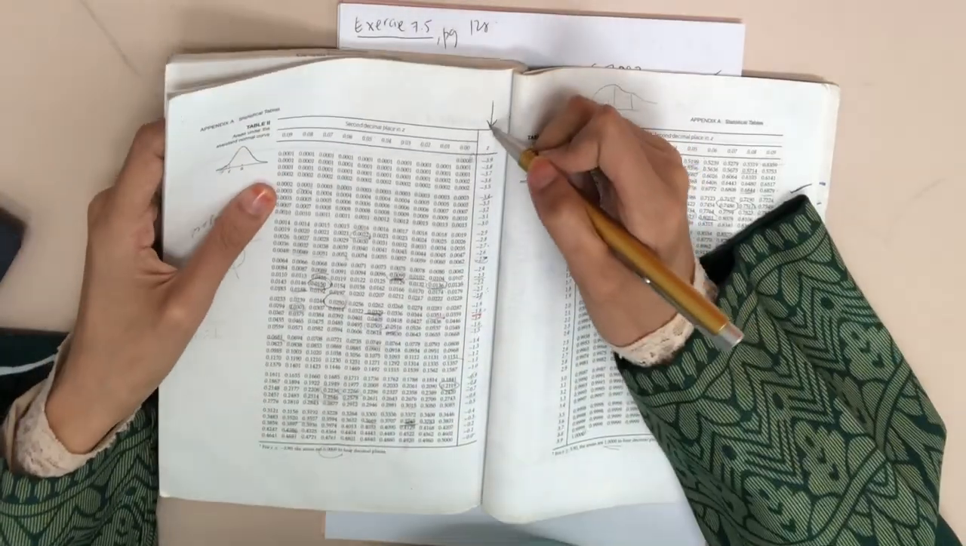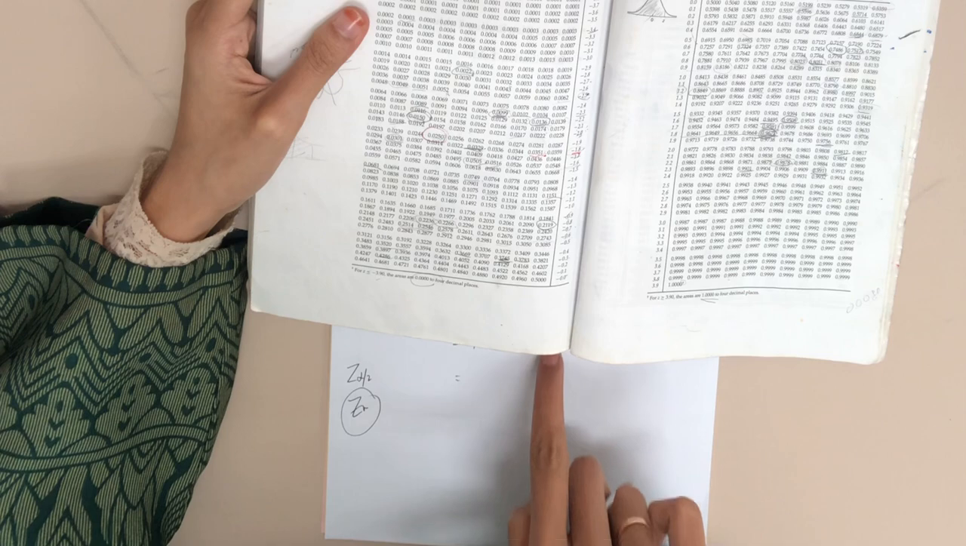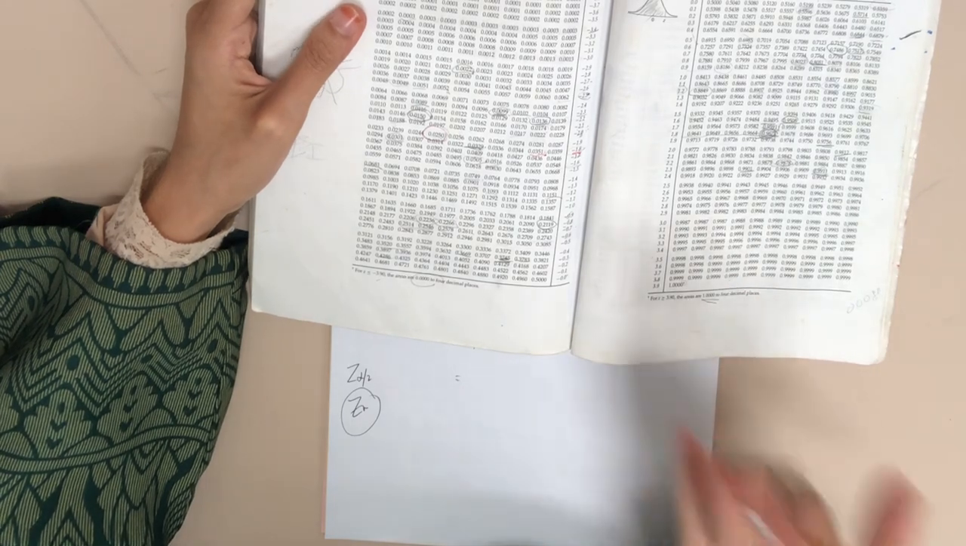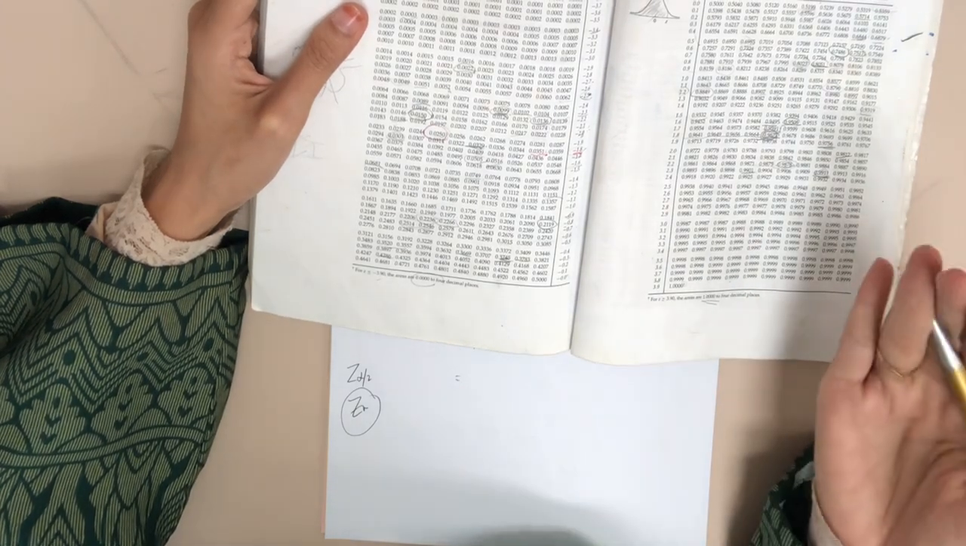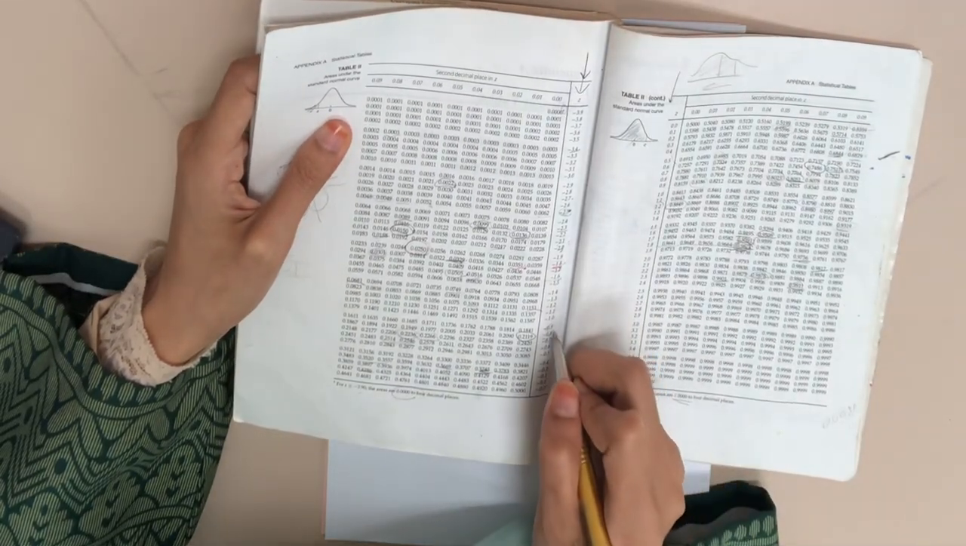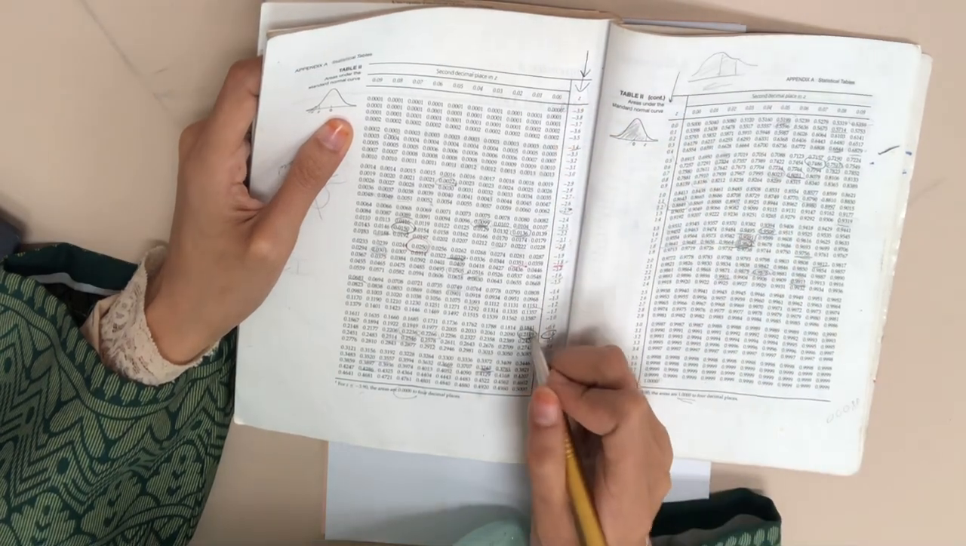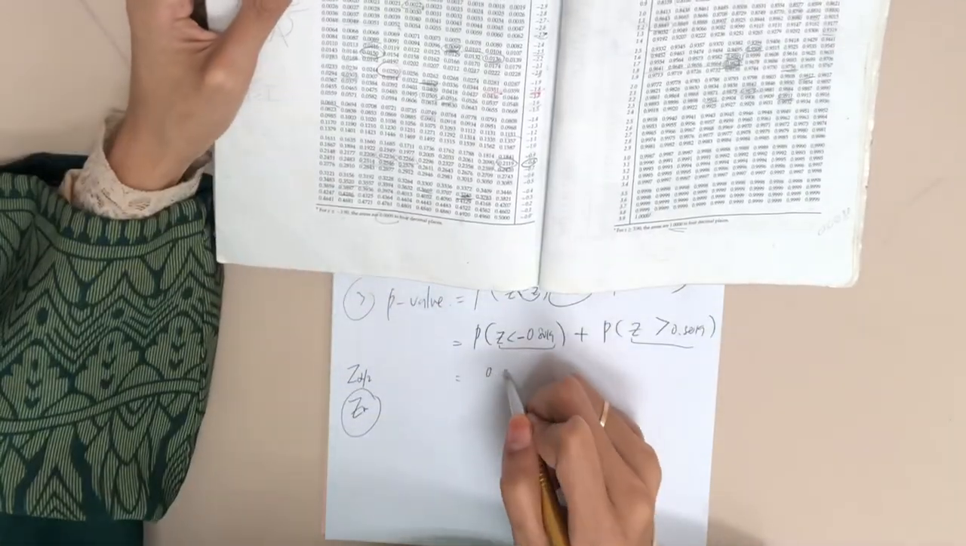You can't see it? You need to find here. For example, negative 0.8019. Okay, so maybe you just round off to negative 0.80. So you find here negative 0.80, so the answer will be 0.2119.